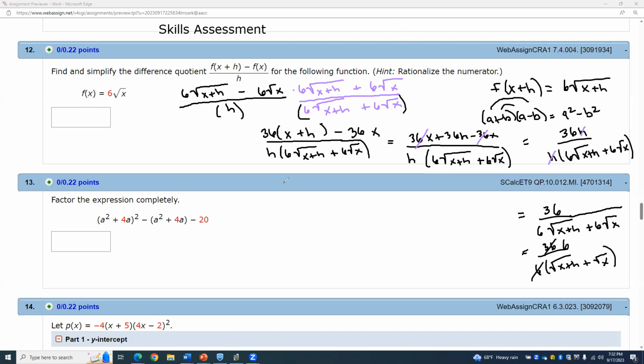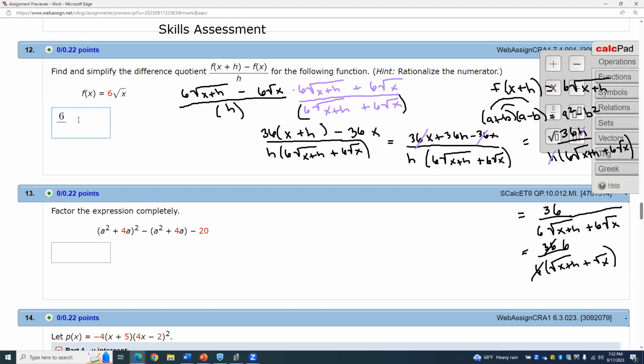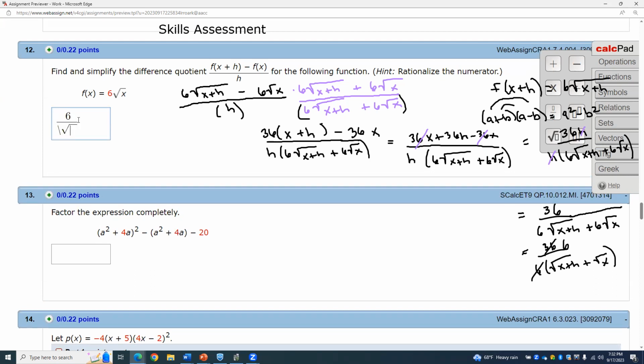So all of that loveliness comes down to 6 divided by the square root of x plus h plus the square root of x. Make sure I write this correctly. You can also just type SQRT for square root if it makes it easier, if you have a lot of square roots or something. It's up to you.